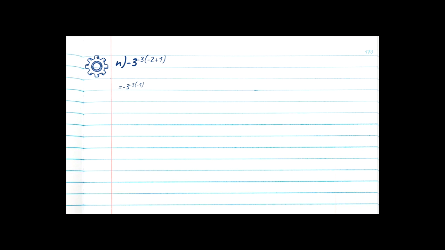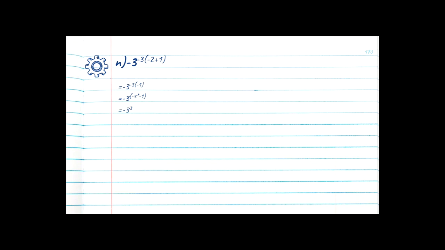Now we have a negative 3 directly beside an opening bracket. This means we need to expand out our bracket, so we're going to take negative 3 times negative 1. Negative 3 times a negative 1, you have two negatives. So a negative times a negative will give you a positive, and 3 times 1 is equal to 3. So we actually have an exponent of positive 3.